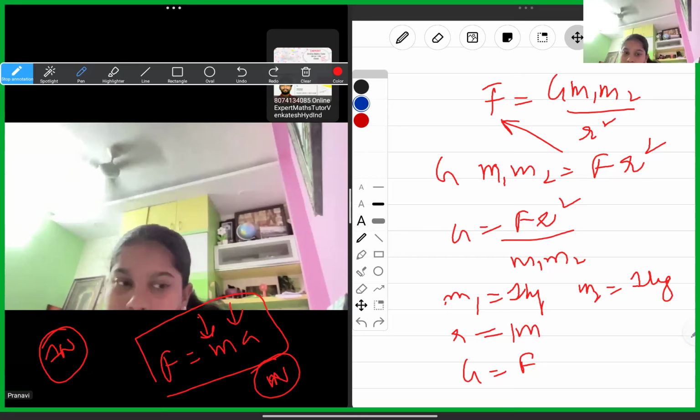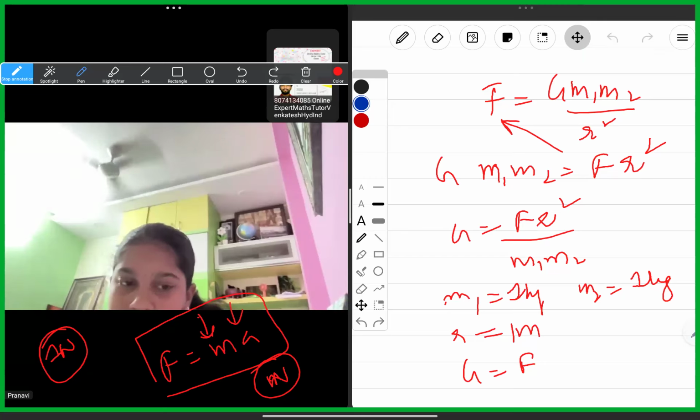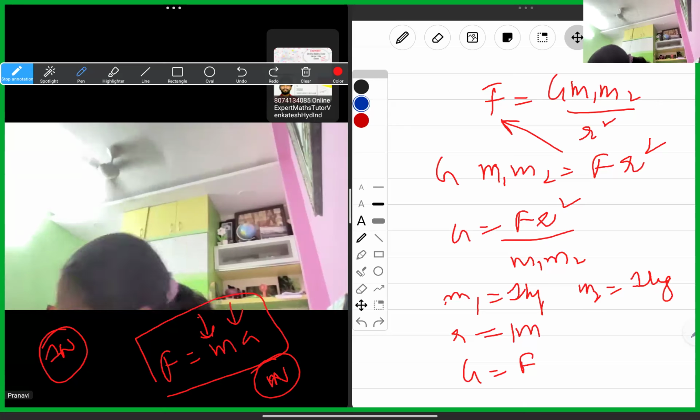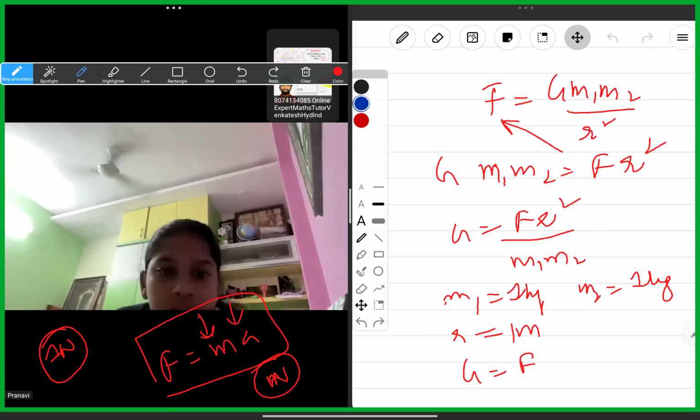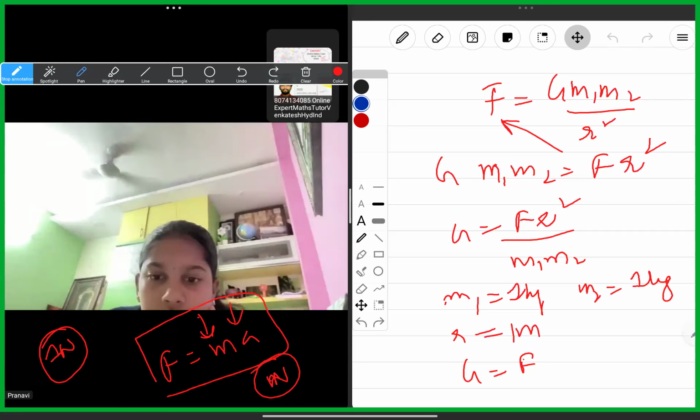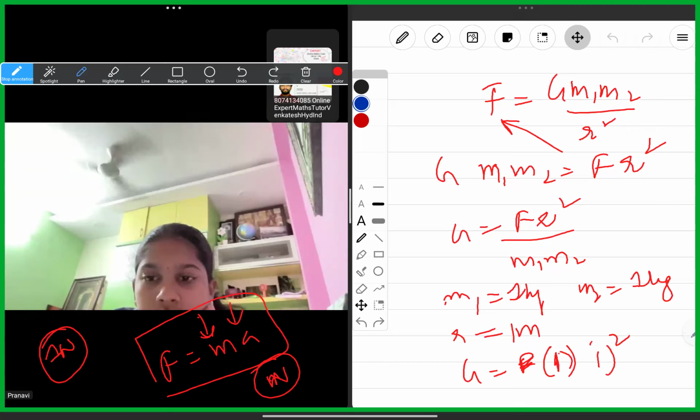Okay, Pranavi? Yes, sir. If a body of 1 kg travels with an acceleration of 1 meter per second square, whatever force is generated is said to be 1 Newton. Like that, anything they'll define by considering unit values. So here F is 1 Newton, and I'm just substituting in this formula in the place of F 1 Newton, and R square as 1 square. So G will be equal to F.